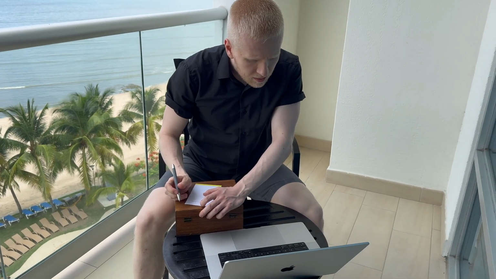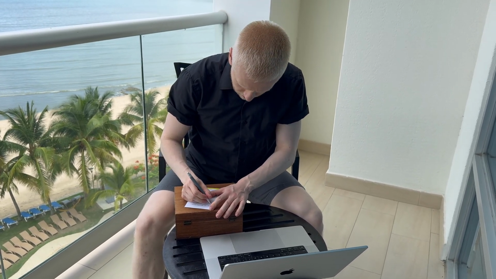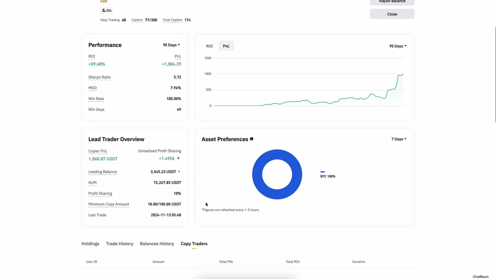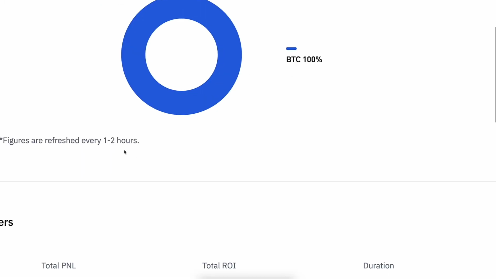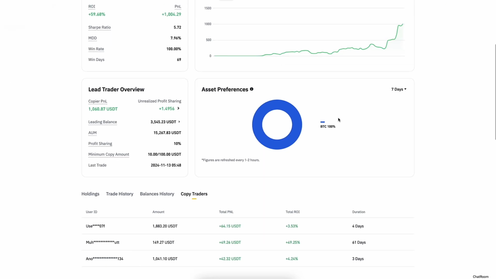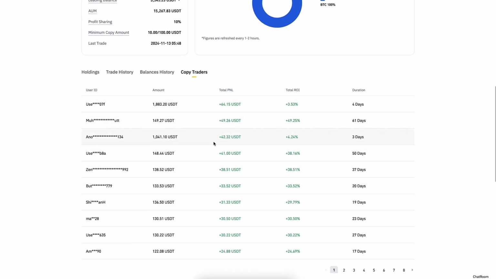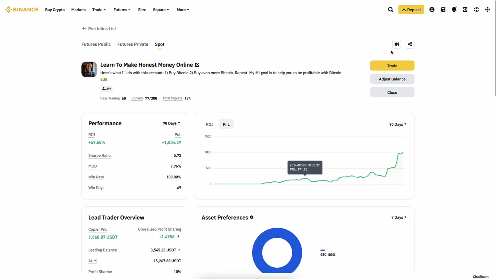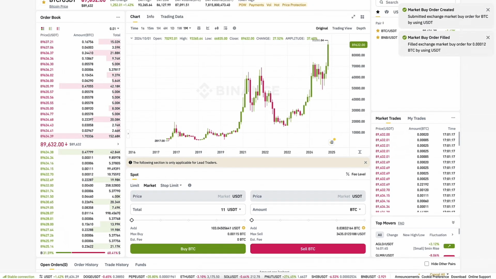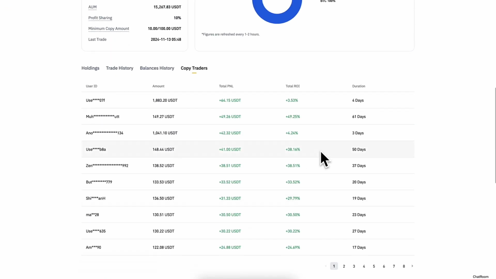Let me start with the first one that may not be the biggest, but it's extremely important, because if you make this mistake, then you are not able to get even started. And that mistake is not waiting for the first trade. It says here on Binance Copy Trading that figures are refreshed every 1 to 2 hours here on BTC. But I have noticed the same also here on the copy traders. It takes some time until the balances are refreshed. So when I click here for trade and then I execute the trade right here to buy BTC, then it's not immediately reflected on these copy traders.